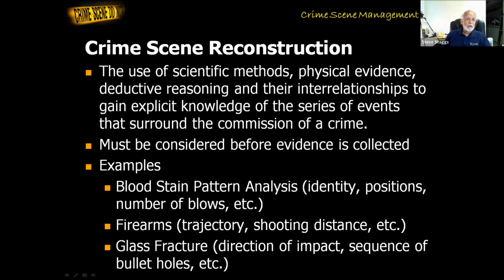What kinds of things can we use crime scene reconstruction for? Well, bloodstain pattern analysis is a big one. When we look at a crime scene and we look at the bloodstain patterns, they can tell us quite a bit about what occurred. They can give us identity, whose blood is it, so we know who the bleeding individual is for the different stains that we're looking at. The positions of individuals, we can determine the position of a victim or someone who has been injured based on the bloodstain pattern that is then developed. The number of blows that occur.